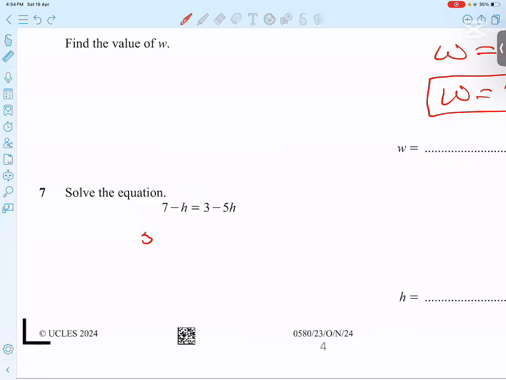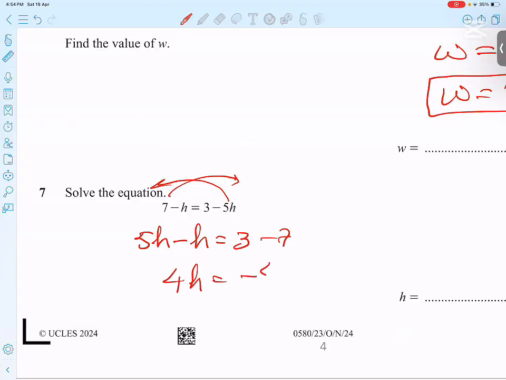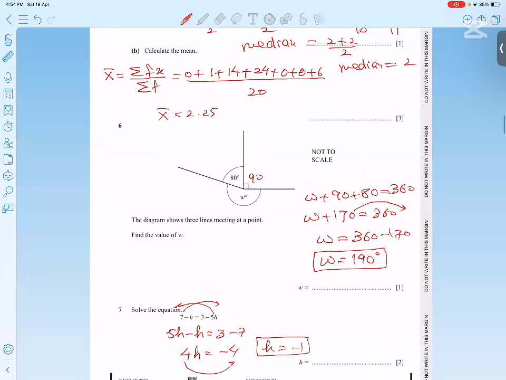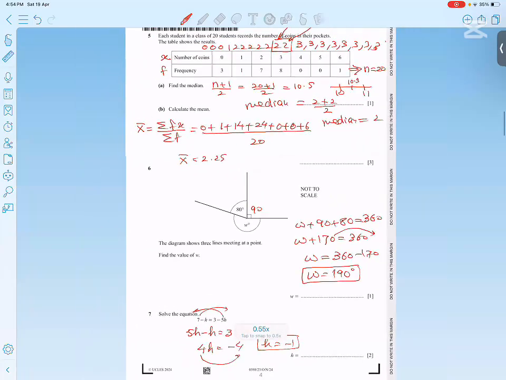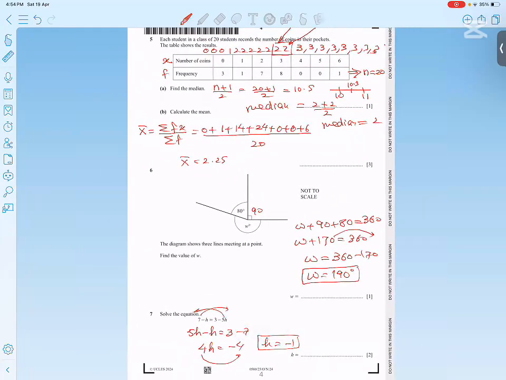Eliminate automatically. And minus H is already present. 7 will go on the other end. So 3 minus 7. Here I got a 4H. Here I got a negative 4. 4 will divide and I get negative 1. So I hope this page is completely over. And let's go for the next question.